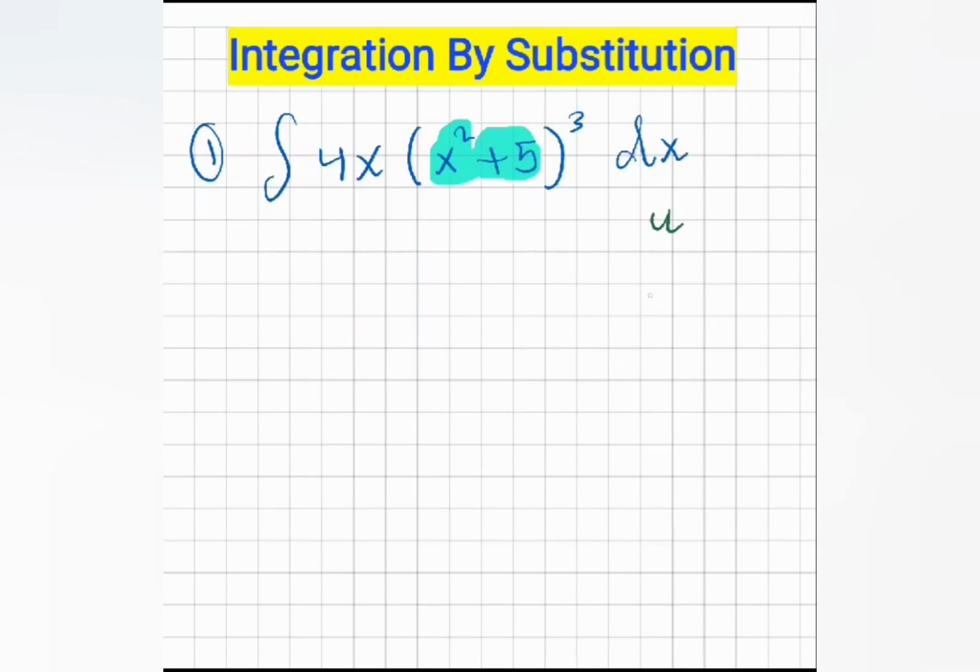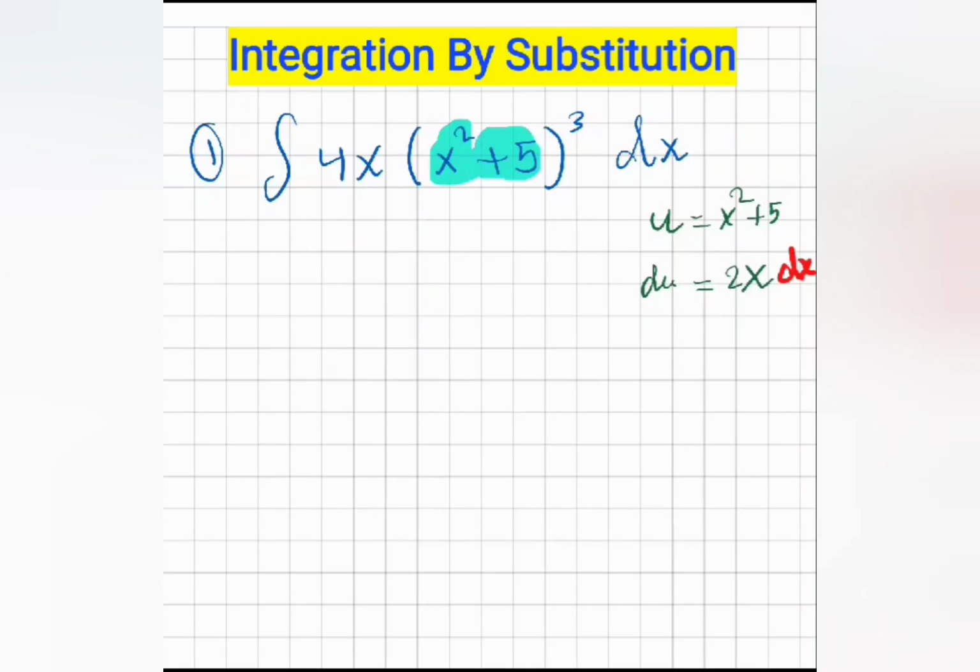Now, whatever you select u to be, du has to be the derivative. If we select u to be 4x, the derivative will be 4, and that's not going to get rid of x squared plus 5. We need to change all of the x variables into u variables. Now, if we make u equal to x squared plus 5, du is going to be 2x, which can cancel the x in 4x, and that's what we want to do. So let's set u equal to x squared plus 5. du is going to be 2x, but times dx.